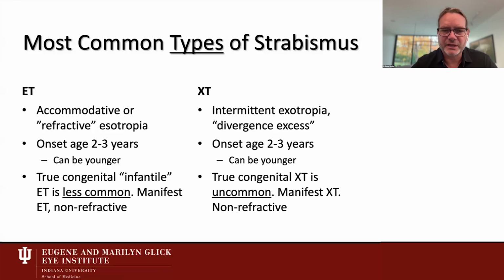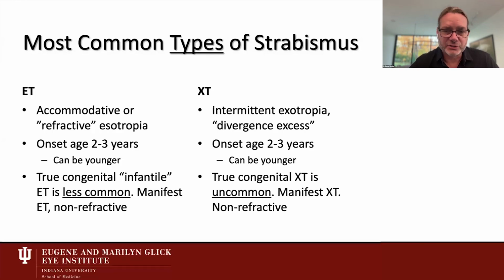But those characteristics again are that those tend to be manifest, low hyperopia, large angles, and there's just not that variability that you see with the accommodative ETs. The intermittent exotropia, what we call basic type exotropia, or frequently a little bit of a divergence excess, where the distance measurement is greater than the near measurement. Again, onset is typically in that same age group, 2 to 3 years, but they can be younger.